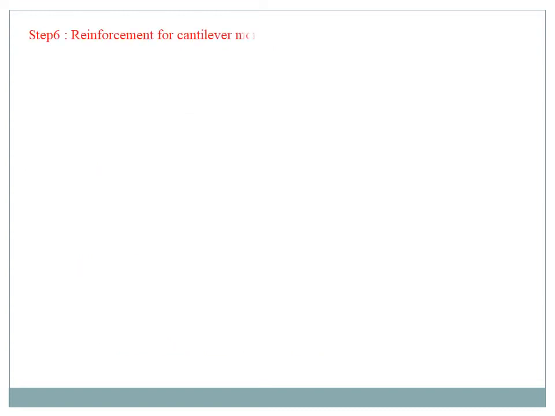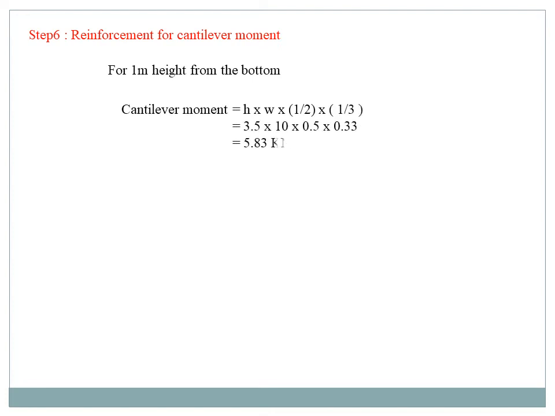So step number 6, reinforcement for cantilever moment. Cantilever means the projection moment. So for 1 meter height above the bottom, we need to find the cantilever moment based on 1 meter above the bottom. The cantilever moment is equal to, this is our formula, h into w into 1 by 2 into 1 by 3. This is our formula, h by 2 into w by 3. You can take anything.